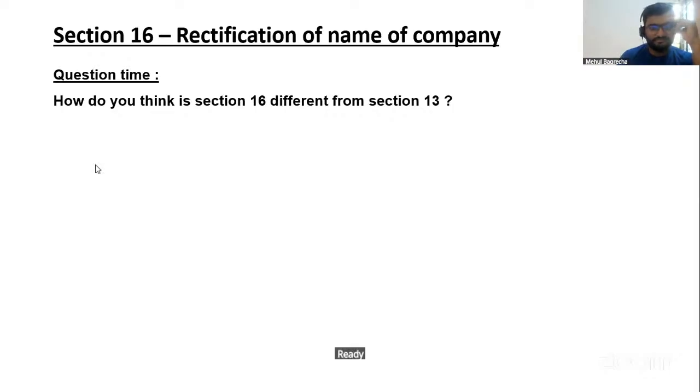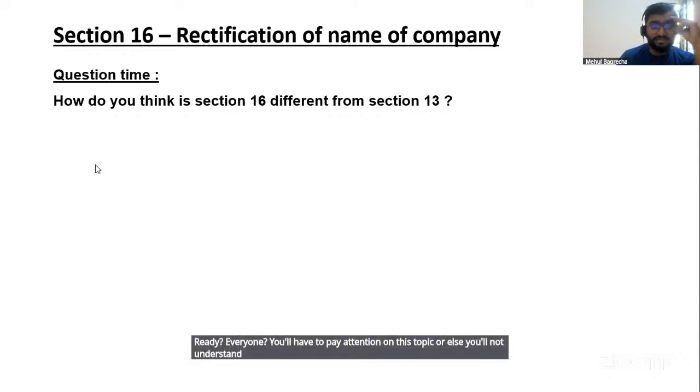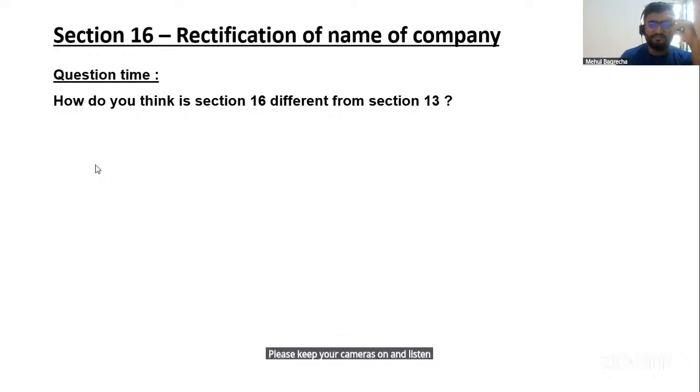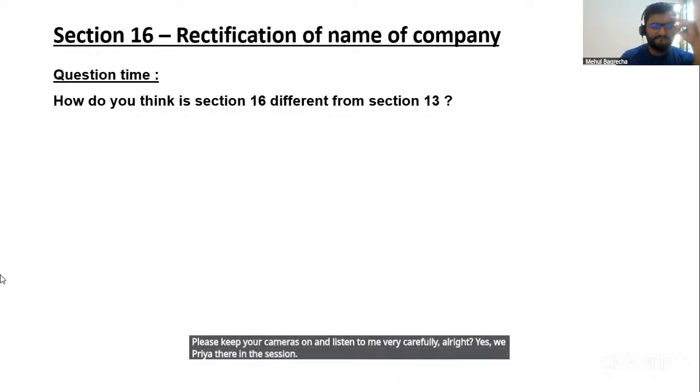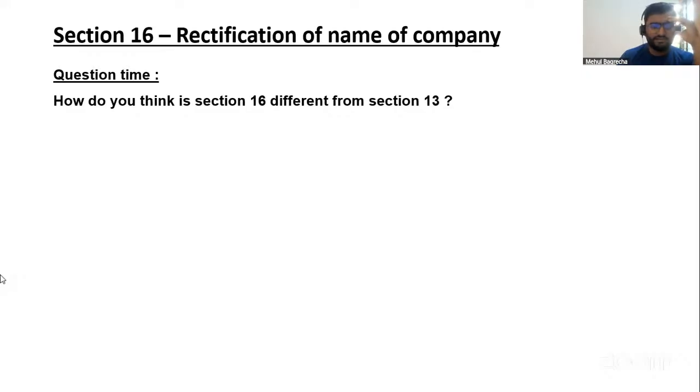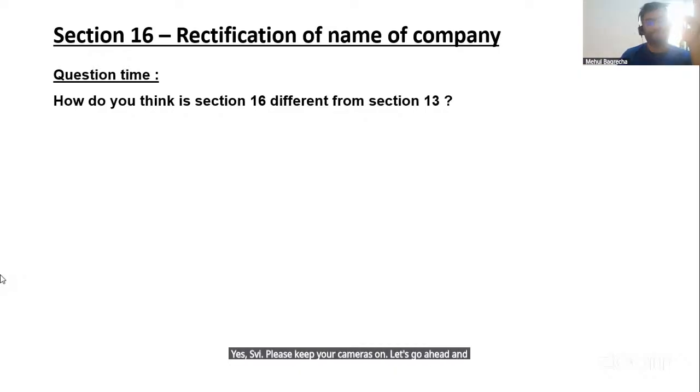Ready? Everyone? You'll have to pay attention on this topic or else you'll not understand head and tail. Sit straight, sit straight, sit straight. Please keep your cameras on and listen to me very carefully. All right. Yashasvi, Priya, are you there in the session? Yes, sir. Yashasvi, please keep your cameras on. Let's go ahead and understand the concept.